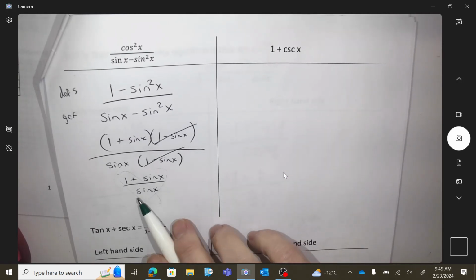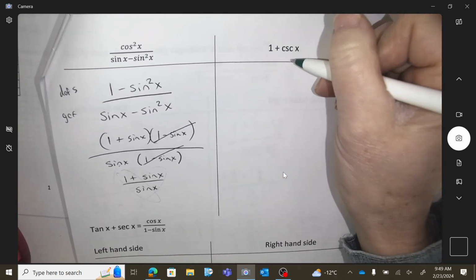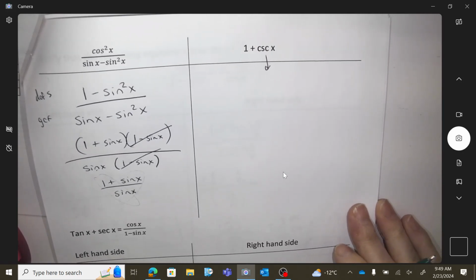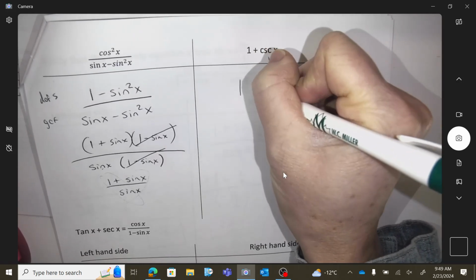So what do you want to do? Do you want to split these up? Or go to the other side? Go to the other side? Okay, so then I'm going to replace cosecant with a flip of sine.